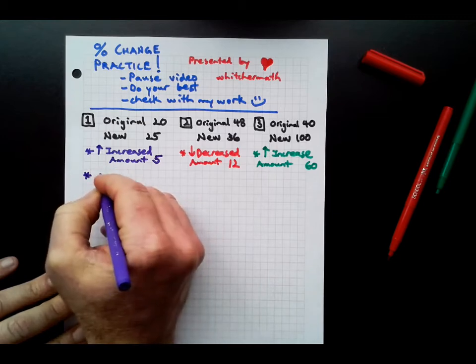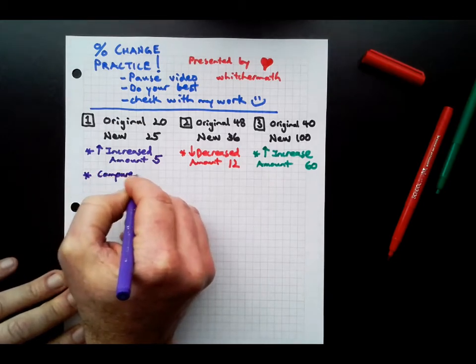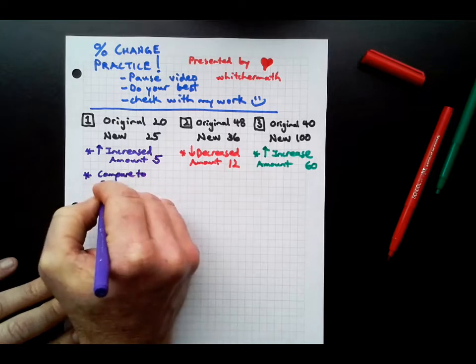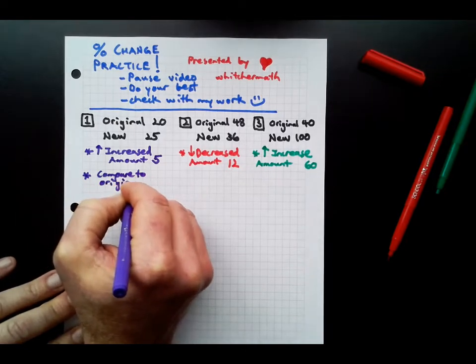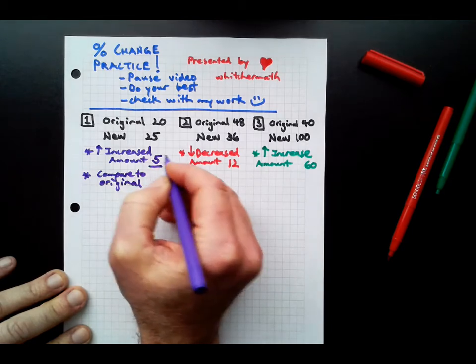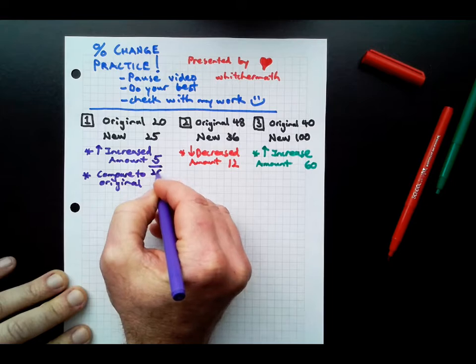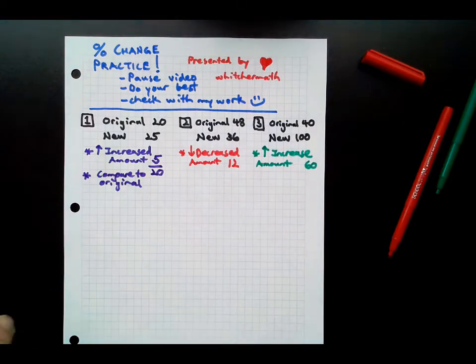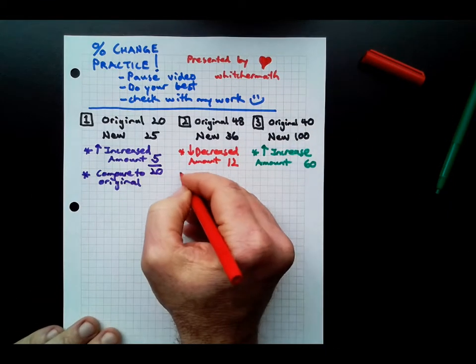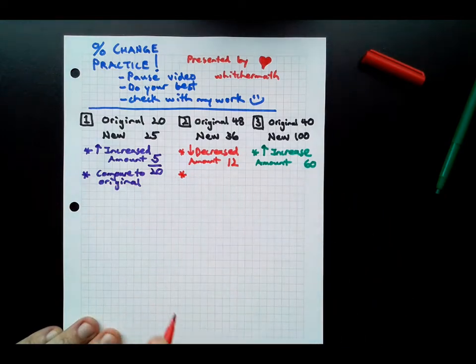Step two of our process was to compare to the original using a fraction. So I'm going to keep that 5 as a numerator. I'm going to put the original on the bottom as the denominator. Okay, let's do that with all three problems, just to get some repetitions in on doing the steps.